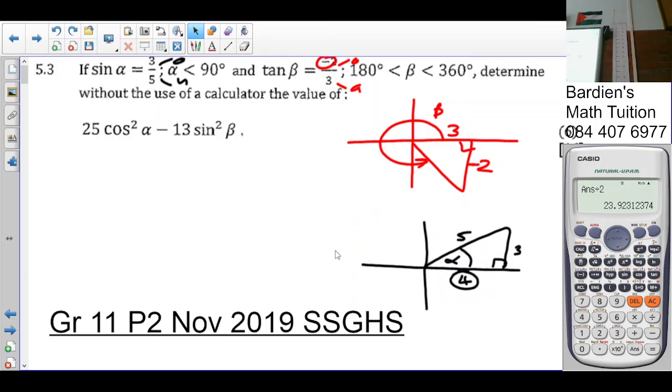Now we are asked to calculate 25 cos squared A, so it's going to be 25. What is this length here? It's going to be negative 2 squared plus 3 squared, which is 9, 13. It's going to be the square root of 13, correct? Remember that your hypotenuse is never negative.